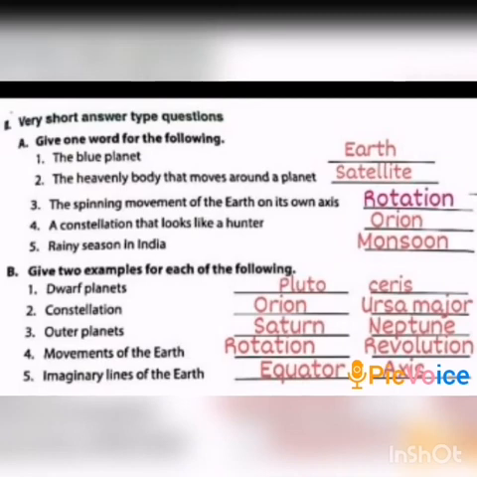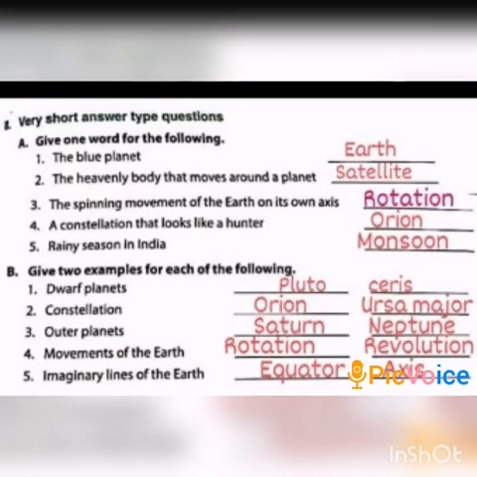Next, B. Give 2 examples for each of the following. First one, dwarf planet. Example, Pluto, Ceres. Second one, constellation. Example, Orion, Ursa Major.